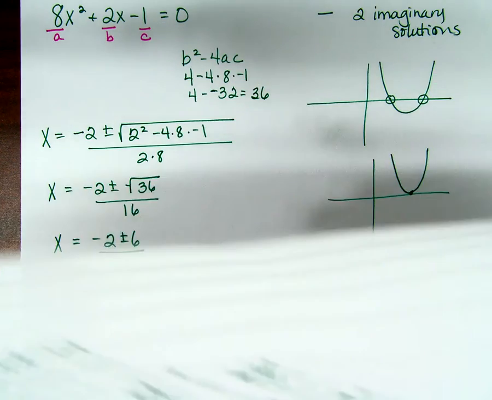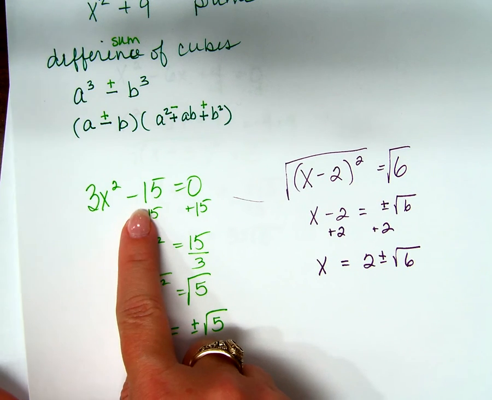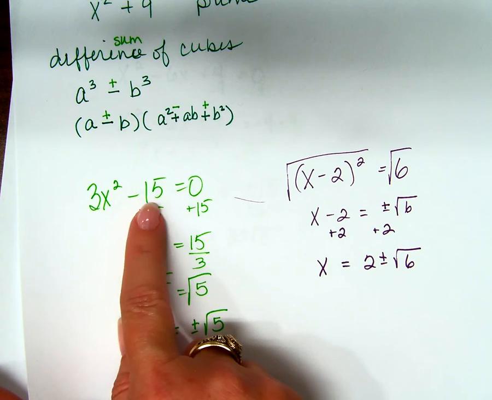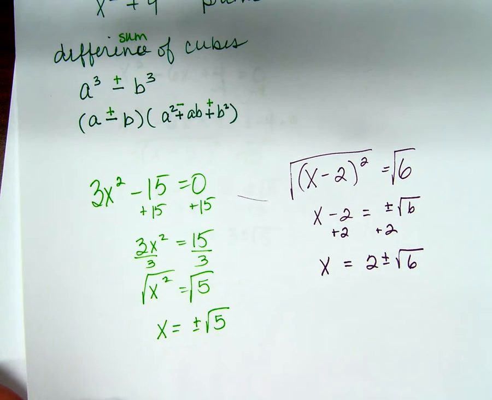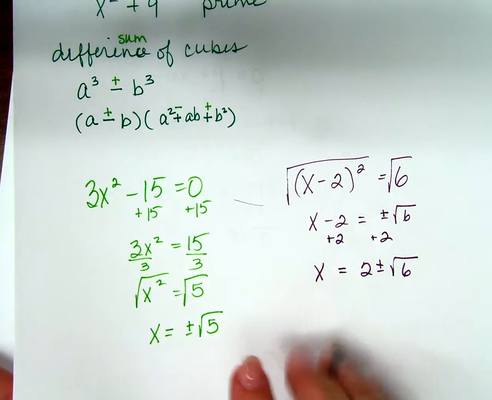So if we look back at them real quick, this one, hopefully you realize we really need to solve that with the square root property. There's only a squared term and a constant. Get the squared term by itself, square root. This one is clearly something being squared equals something else square rooted. Okay?